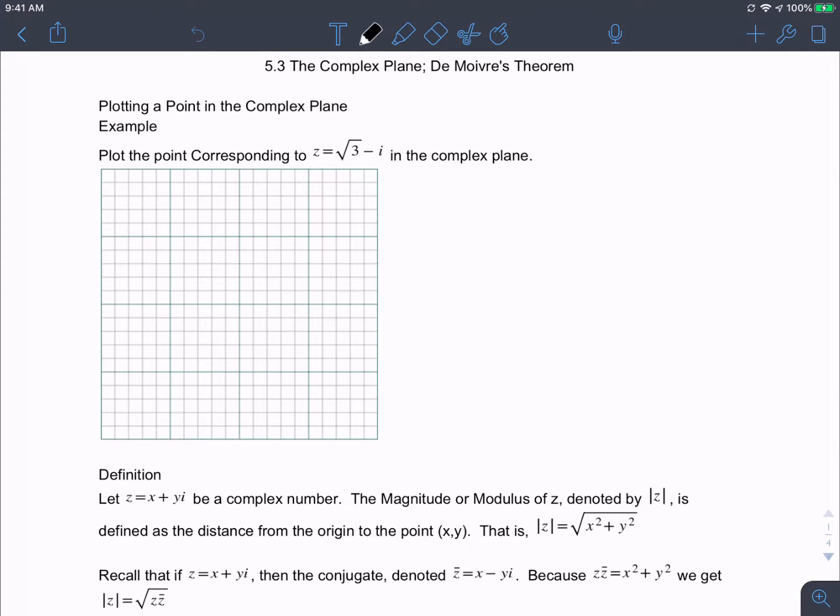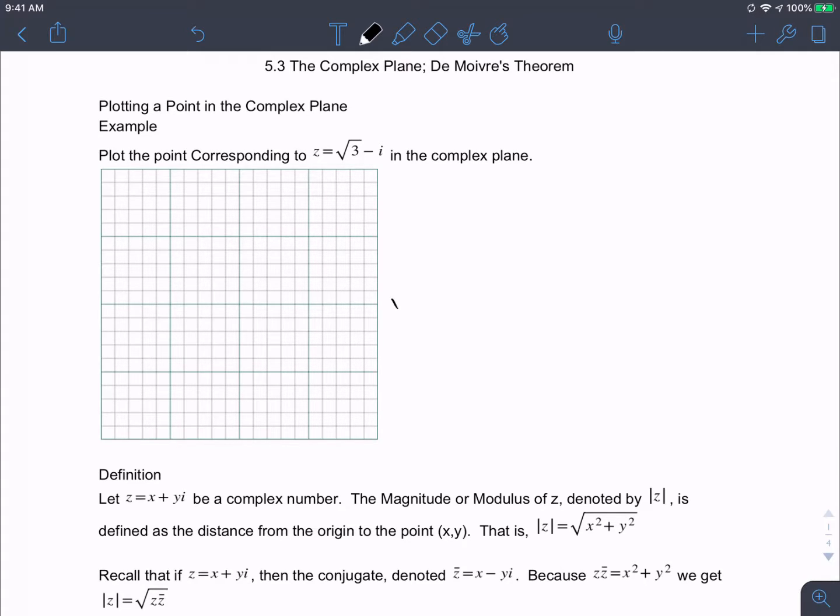Hello class. Today we're going to cover section 5.3, the complex plane and DeMoivre's theorem. So the first thing I want to talk about is how to plot these points. And so the graph is actually interesting.